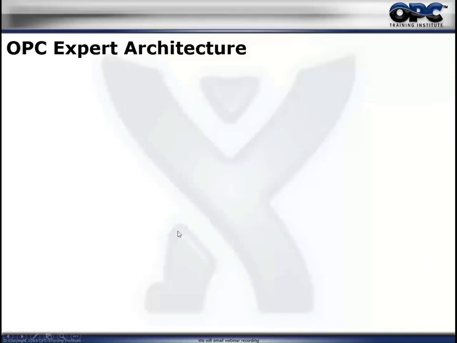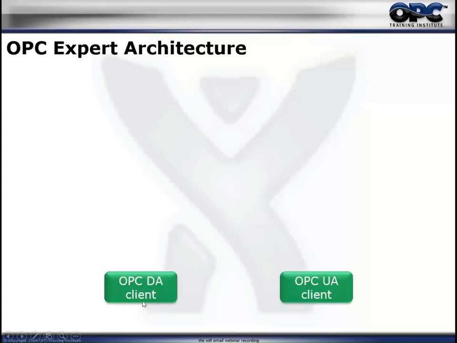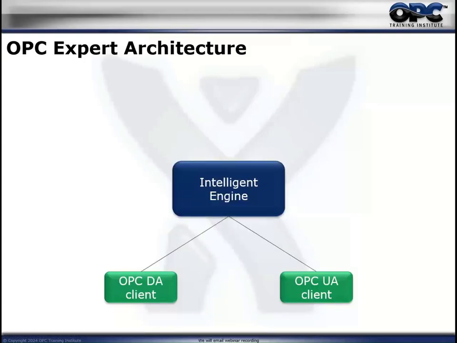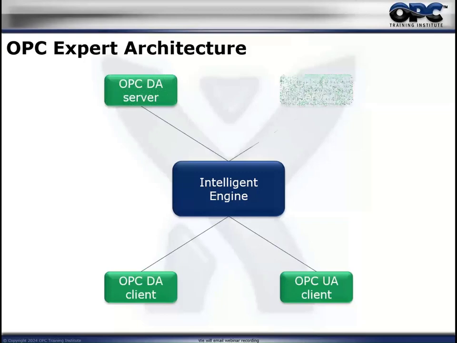So what I'll show you here is most of the things that are inside OPC Expert. So here's OPC Expert, and what we're going to look at here is what is inside. So we begin with an OPC DA client, OPC Classic client, OPC UA client. So both of these are inside OPC Expert. Now that information goes into OPC Expert's intelligent engine. So this is what makes decisions. And from there, it can go to OPC Classic servers, or an OPC Classic server, or an OPC UA server.